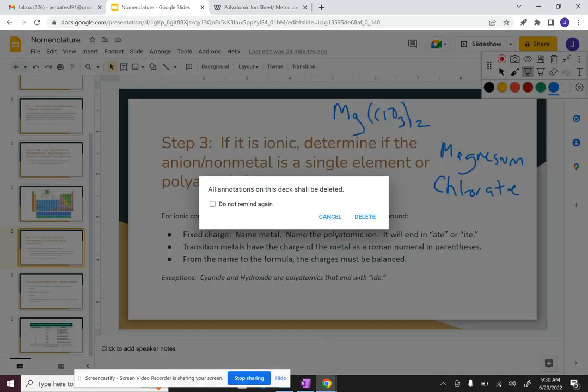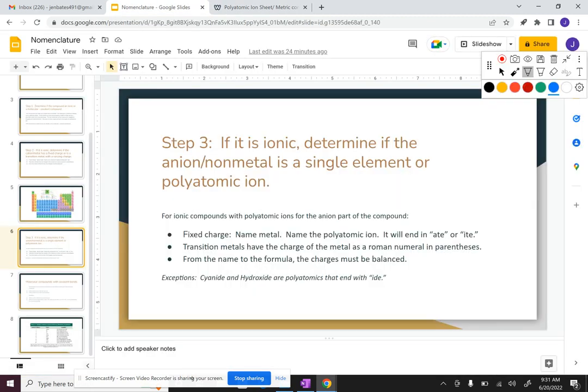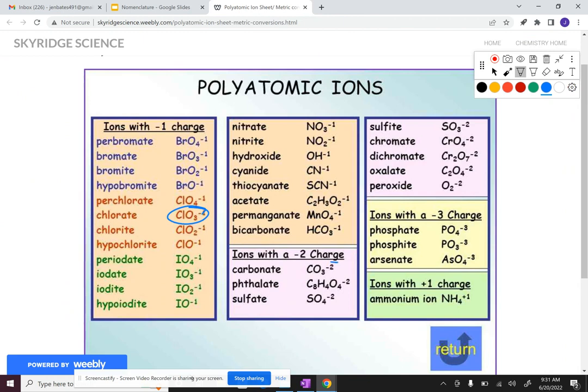All right, so let's try another example. Pretty easy. CaCO3. Okay, notice that this is not in parentheses because there is just one of these polyatomic ions. So we just name the metal, which is calcium, and the nonmetal, which is a polyatomic in this case because it's not alone. So it's carbonate. You can just look on your polyatomic sheet and see carbonates right here.